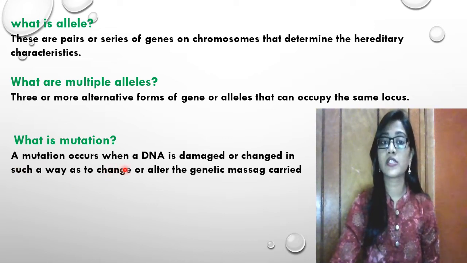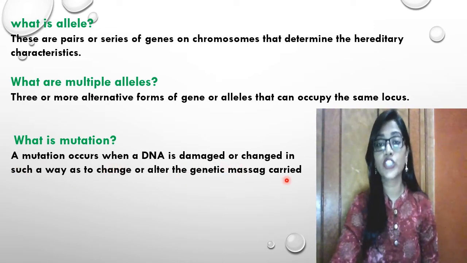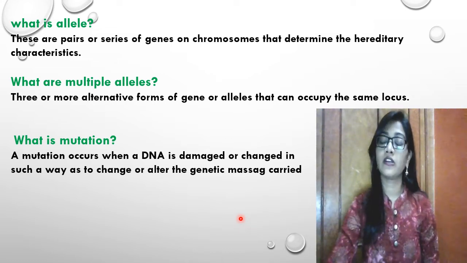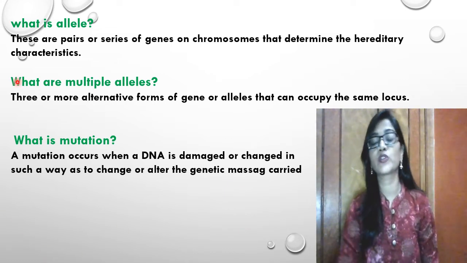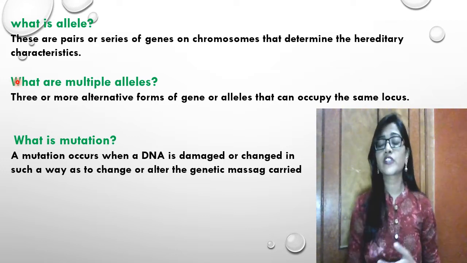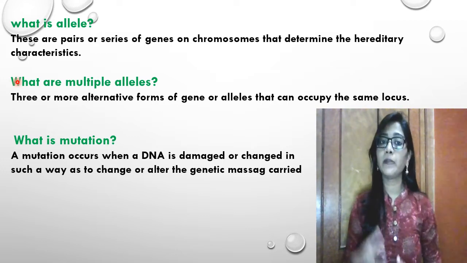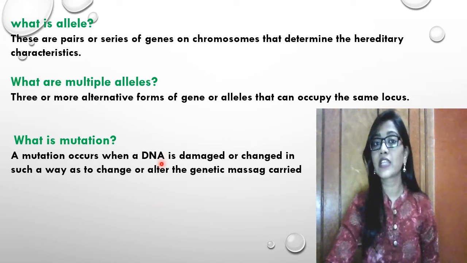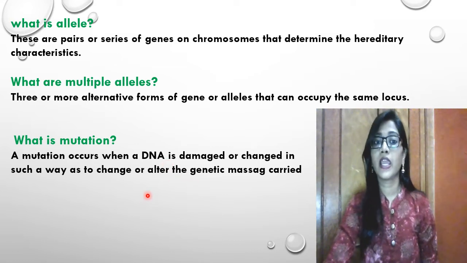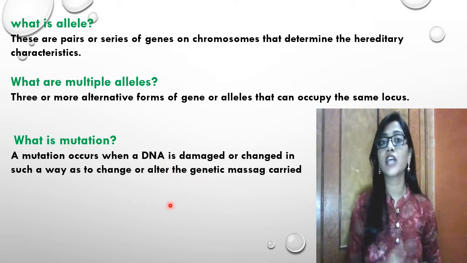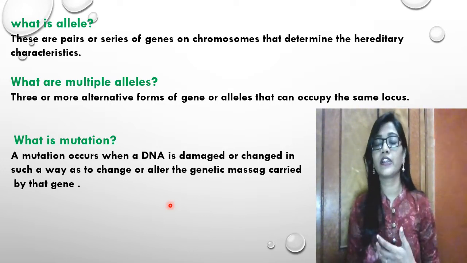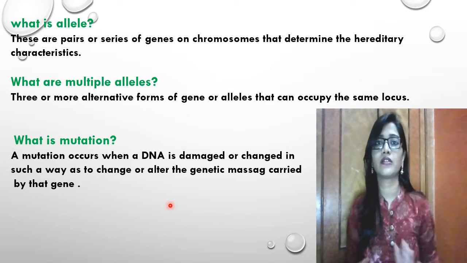A mutation occurs when a DNA is damaged or changed in such a way as to change or alter the genetic message carried by that gene. In your earlier standard lessons, you have studied the protein synthesis process, the structure of DNA, and the structure of RNA. There you have come across how DNA gets transcribed and translated, and how genetic information from the DNA gets passed from one cell or from one generation to the next. So all that information you have.